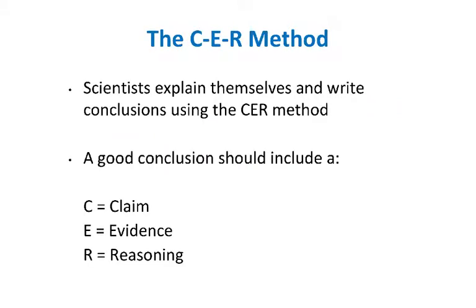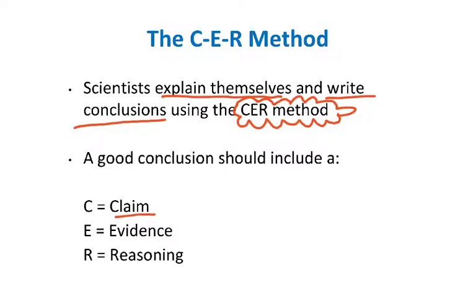Okay, so scientists explain themselves and write conclusions using the CER method. The CER method is something that scientists use to explain themselves and write conclusions. A good conclusion should include 3 parts. A claim, that's what the C stands for. Evidence, that's what the E stands for, and reasoning, that's what the R stands for. So that's why we call it the CER method, okay?